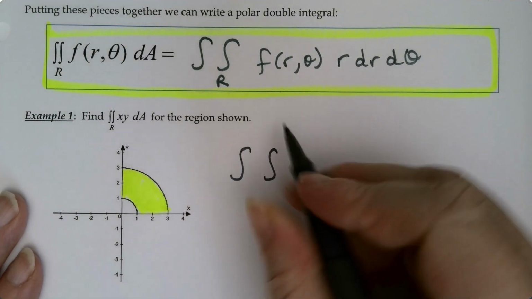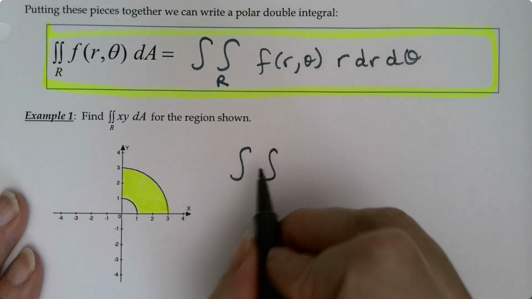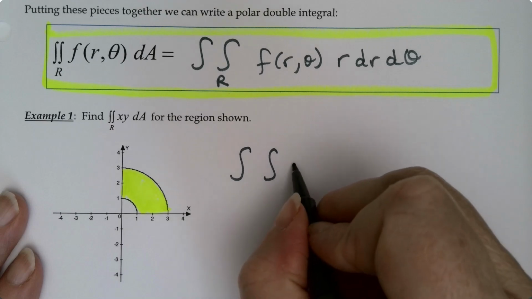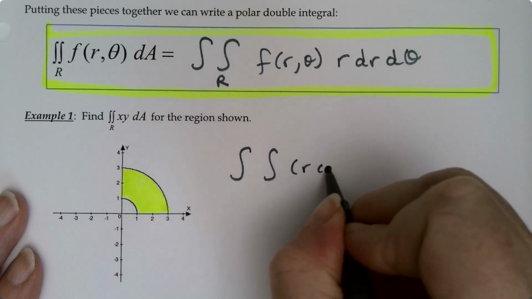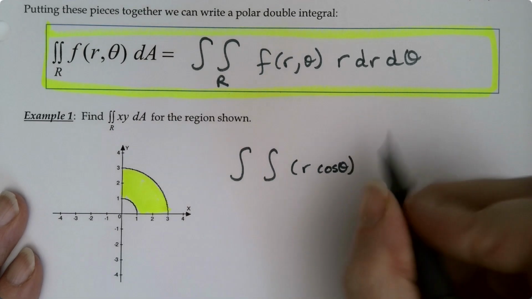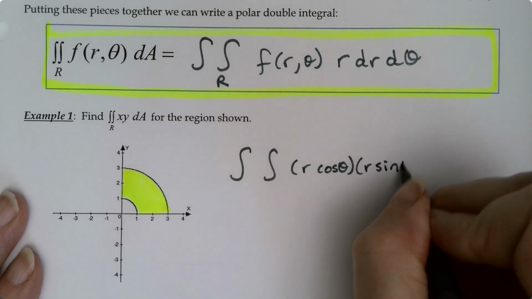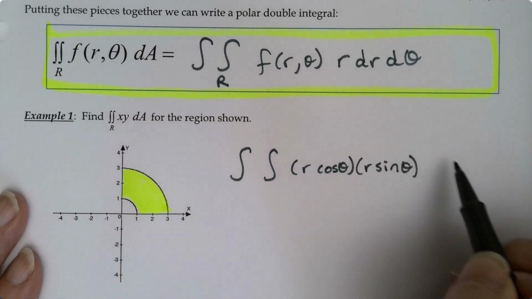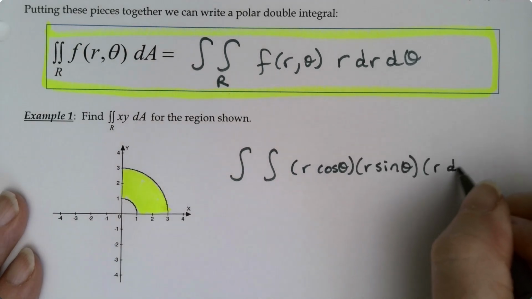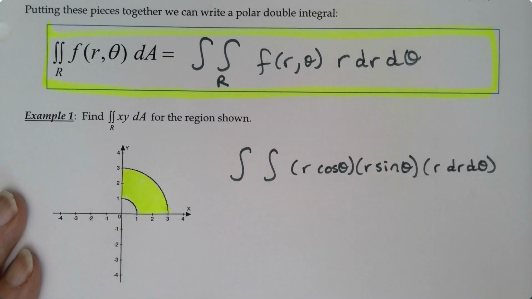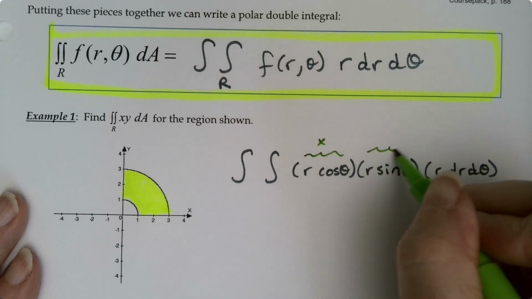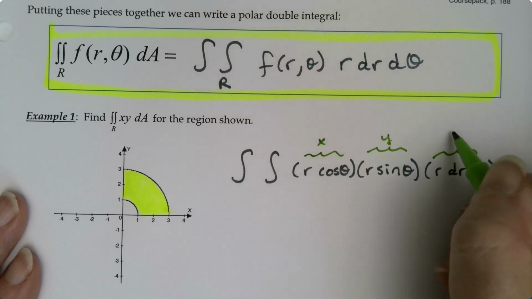Double integral xy. Okay, but I'm going to switch it to polar. So x is not x. X is r cosine theta, and y is r sine theta. And then dA is r dr d theta. Let me label everything for you. So this was x, this was y, and this piece was dA.